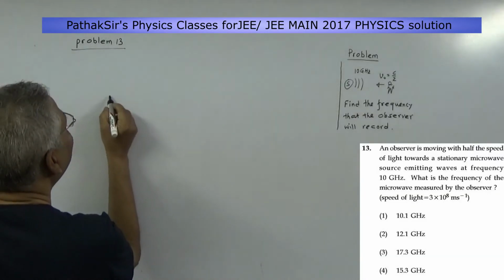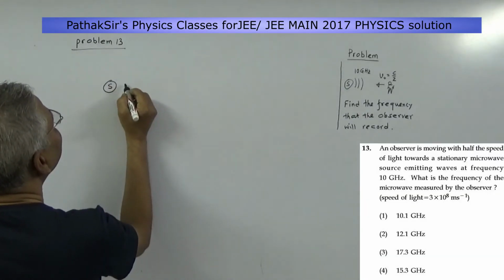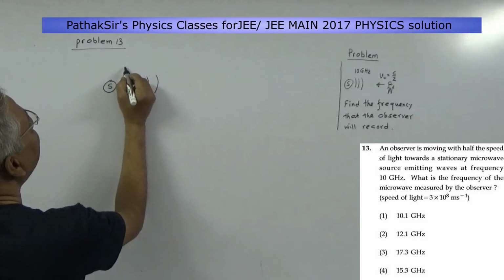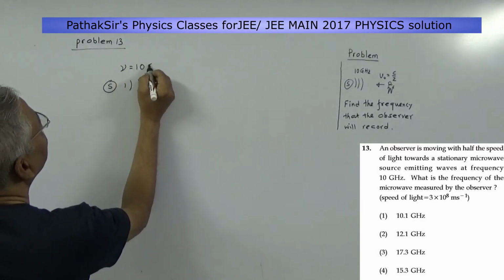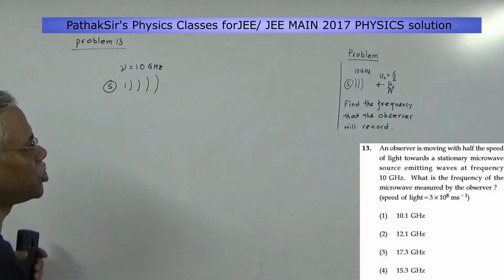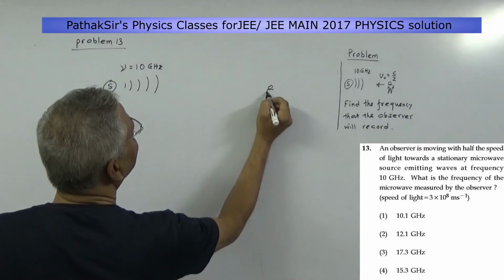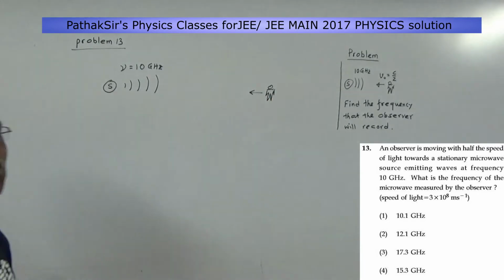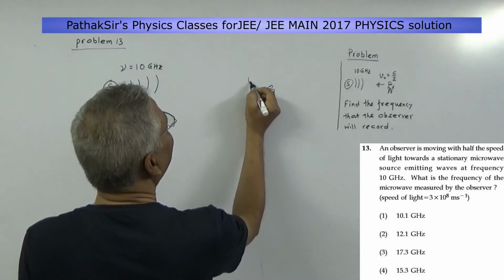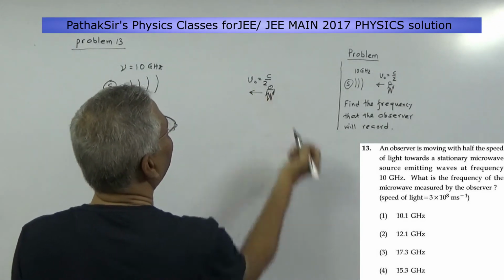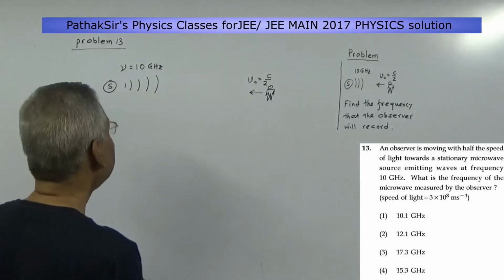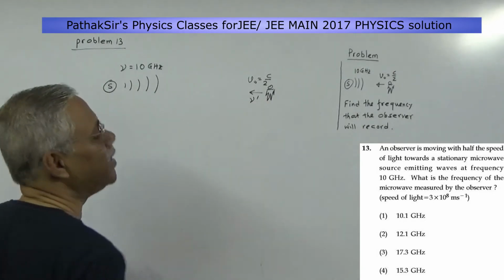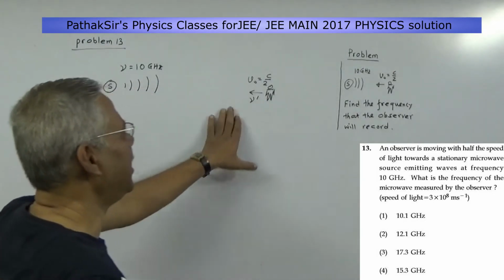This is a source of electromagnetic wave emitting electromagnetic radiation. The frequency is 10 gigahertz, and there is an observer who is moving towards the source at half the speed of light. So he will record a frequency nu dash. You have to find nu dash.